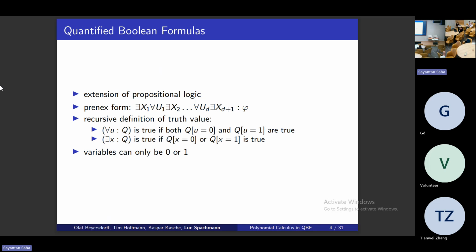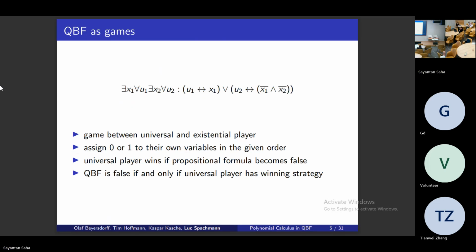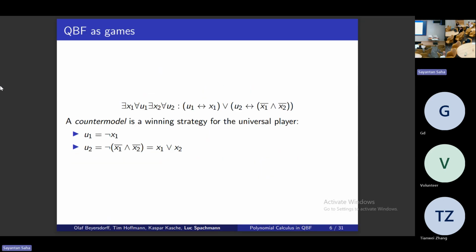Well, the rest is known. The games are also known. A counter model for a QBF. So we are always talking about false QBFs here. Of course, for true QBFs there are models. For false QBFs, there are counter models.